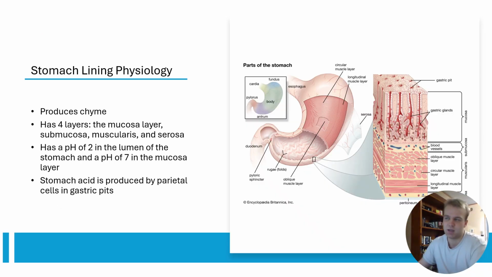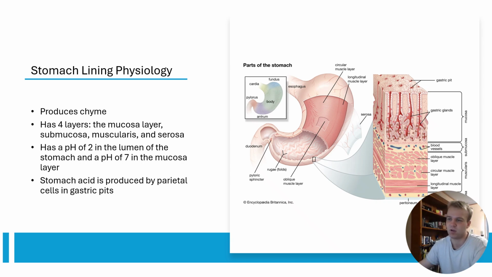So, stomach lining physiology. The main reason for the stomach is to produce chyme from our food. It has four layers: the mucosal layer, the submucosal layer, the muscularis, and the serosa. Basically, the mucosal layer is there to help maintain the epithelial layer, which has a pH of 7, but the lumen of the stomach has a pH of around 2.